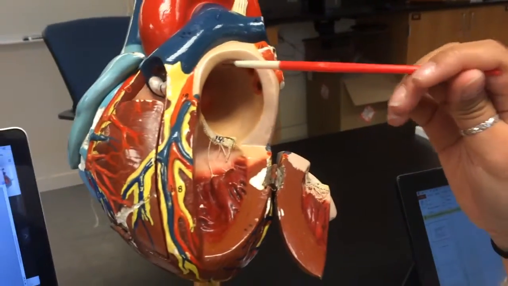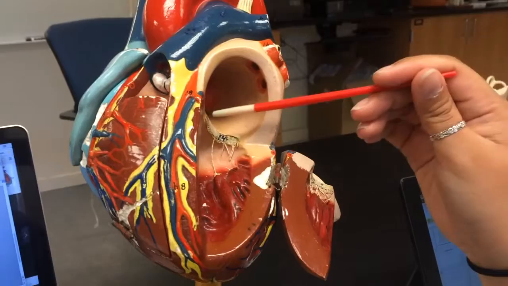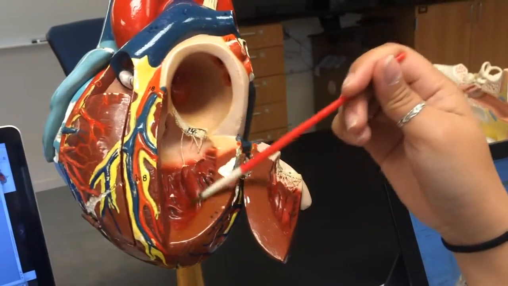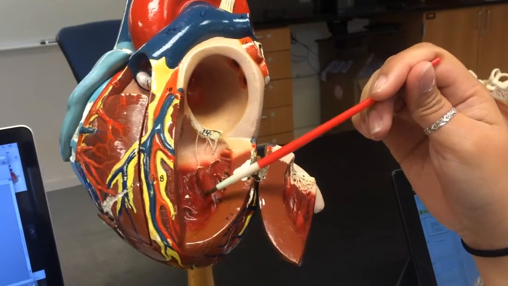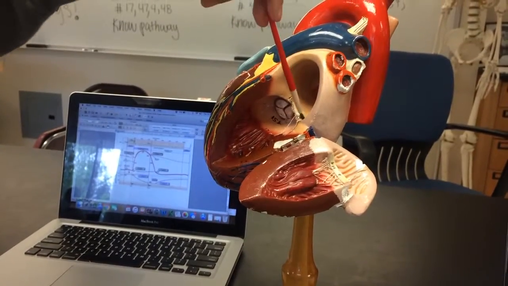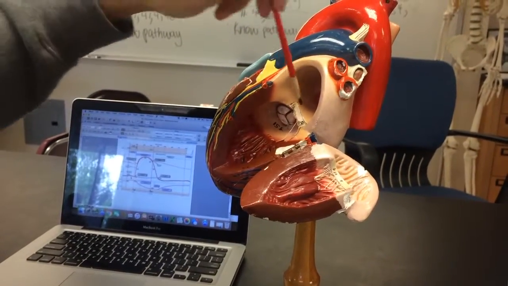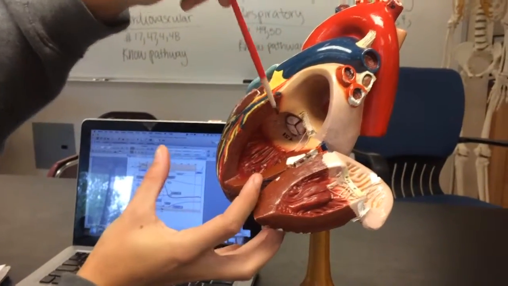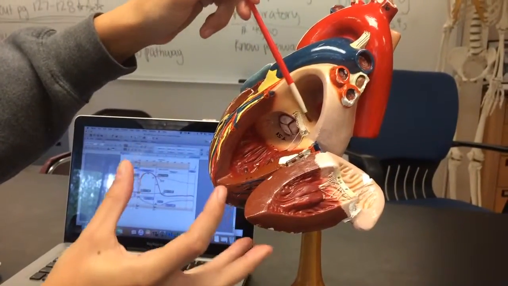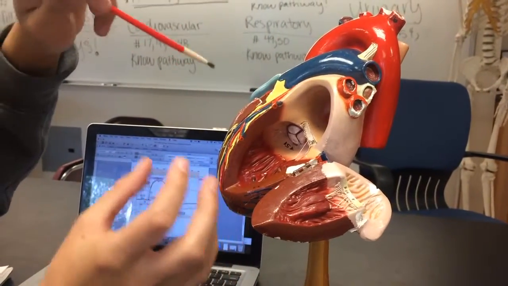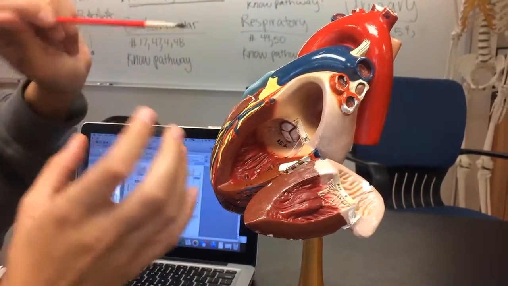As the pressure builds up and the blood fills the left atrium, the AV valve opens and the blood goes through to the left ventricle. So as the AV valve is open and blood is filling the left ventricle and the volume is getting bigger, then the AV valve closes, and that's the lub sound of the heartbeat, the lub of the lub dub.